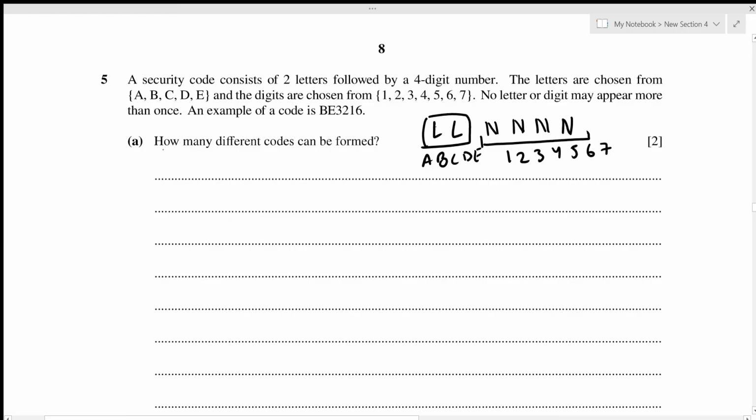Now we need to figure out how many different codes can be formed. So we're talking about specific arrangements, right? We're looking at the positions of the letters and the numbers, and whenever we're talking about position, we always use permutation. So permutation is just P. Now for the first part, that's the letters, right? And we are to choose 2 letters from the total of 5.